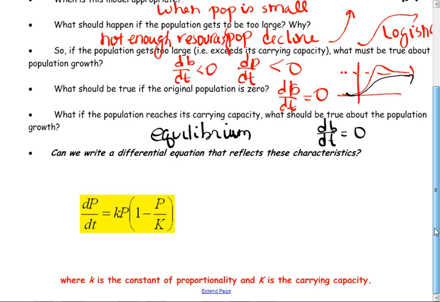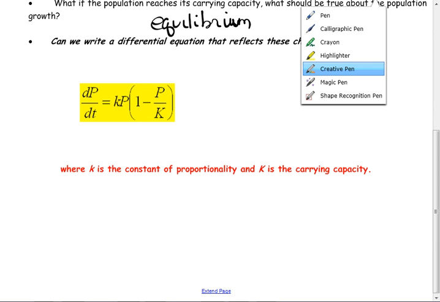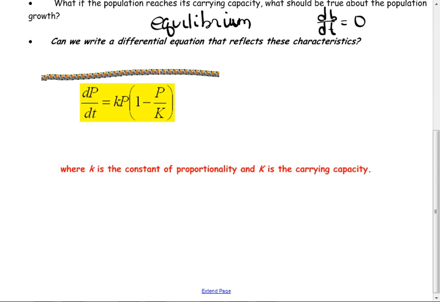Okay, we started with population growth in this chapter, and we're ending with it. Here's what you must know. You must know this equation right here. This is the logistic equation. I will tell you what the solution is, but you don't have to know it. So don't bother with it. This is the logistic equation.